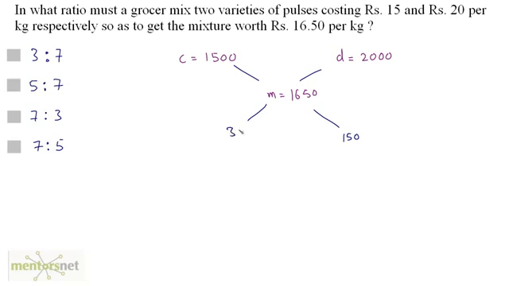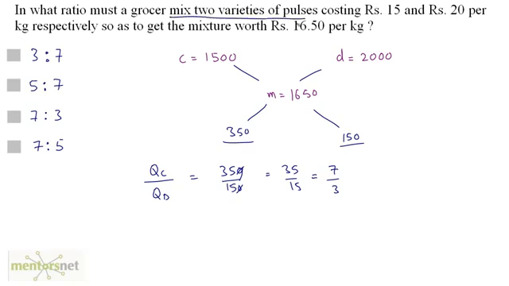And we have the difference of D and M on the left hand side, that's 2000 minus 1650, and that's equal to 350. So the quantity of the cheaper variety over quantity of the costlier variety, the ratio, is equal to 350 by 150. So these zeros get cancelled out. What we have is 35 by 15, and 5 7s are 35 and 5 3s are 15. So 7:3 is the ratio of the varieties of pulses to be mixed.